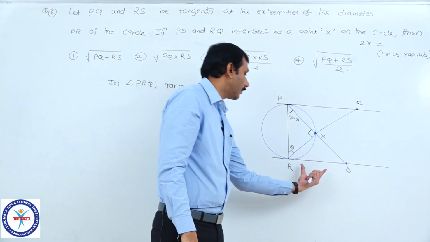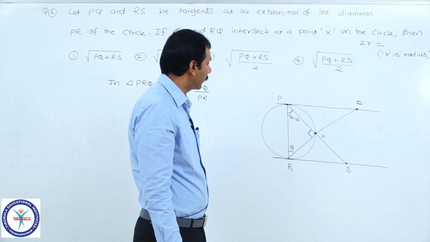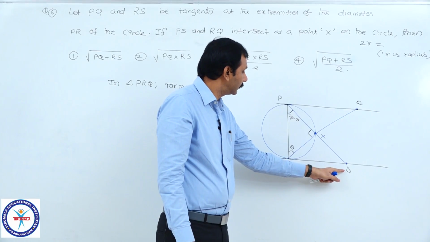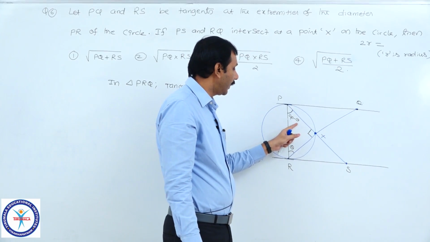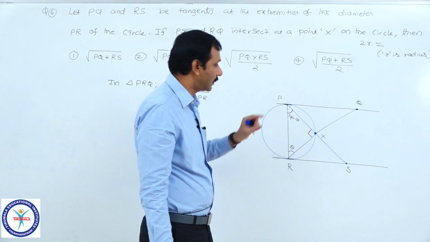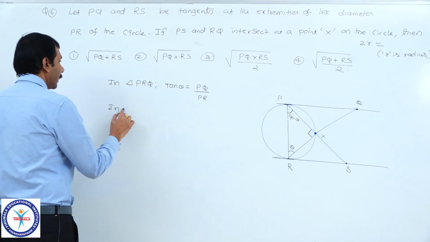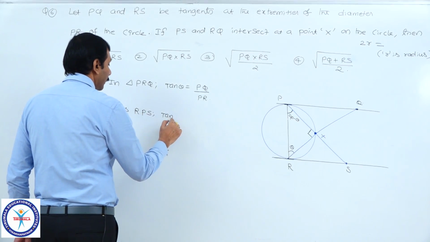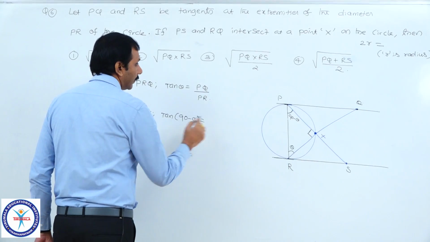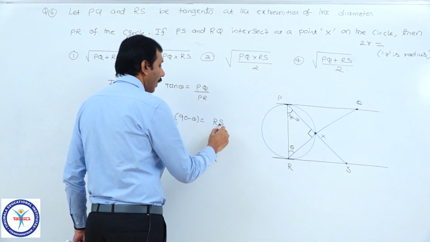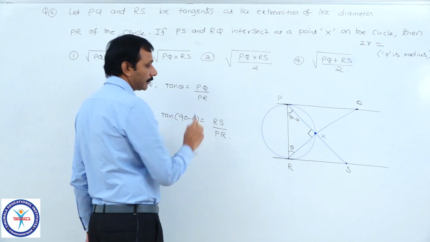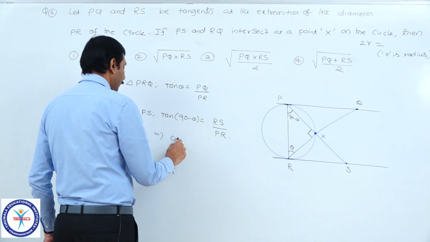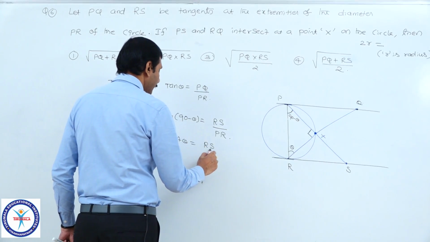Next I want a relation for RS and PR. Now I will take the triangle RPS. If I take this angle, this is the opposite side and this is the adjacent side. In triangle RPS, tan of 90 minus theta is equal to RS by PR. What is tan 90 minus theta here? Cot theta only, is equal to RS by PR.